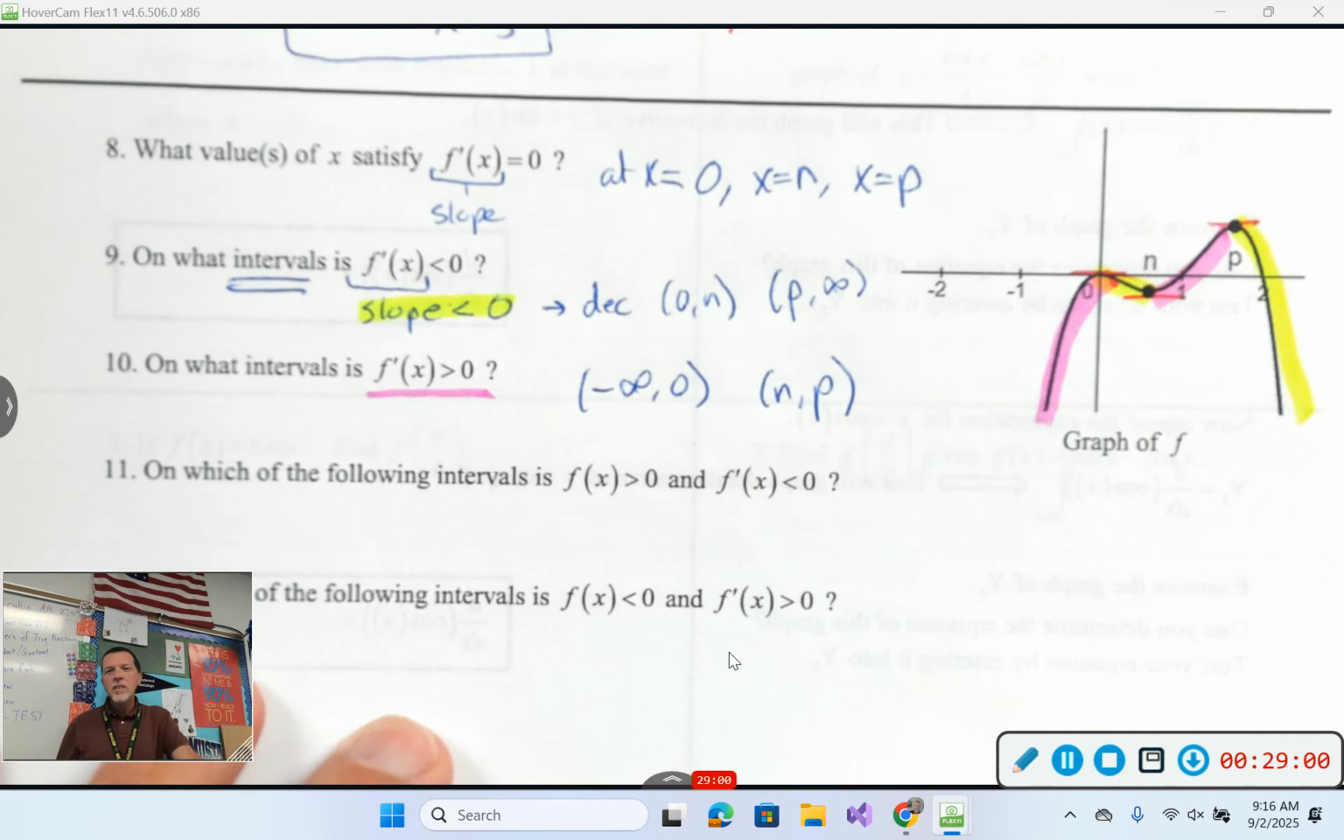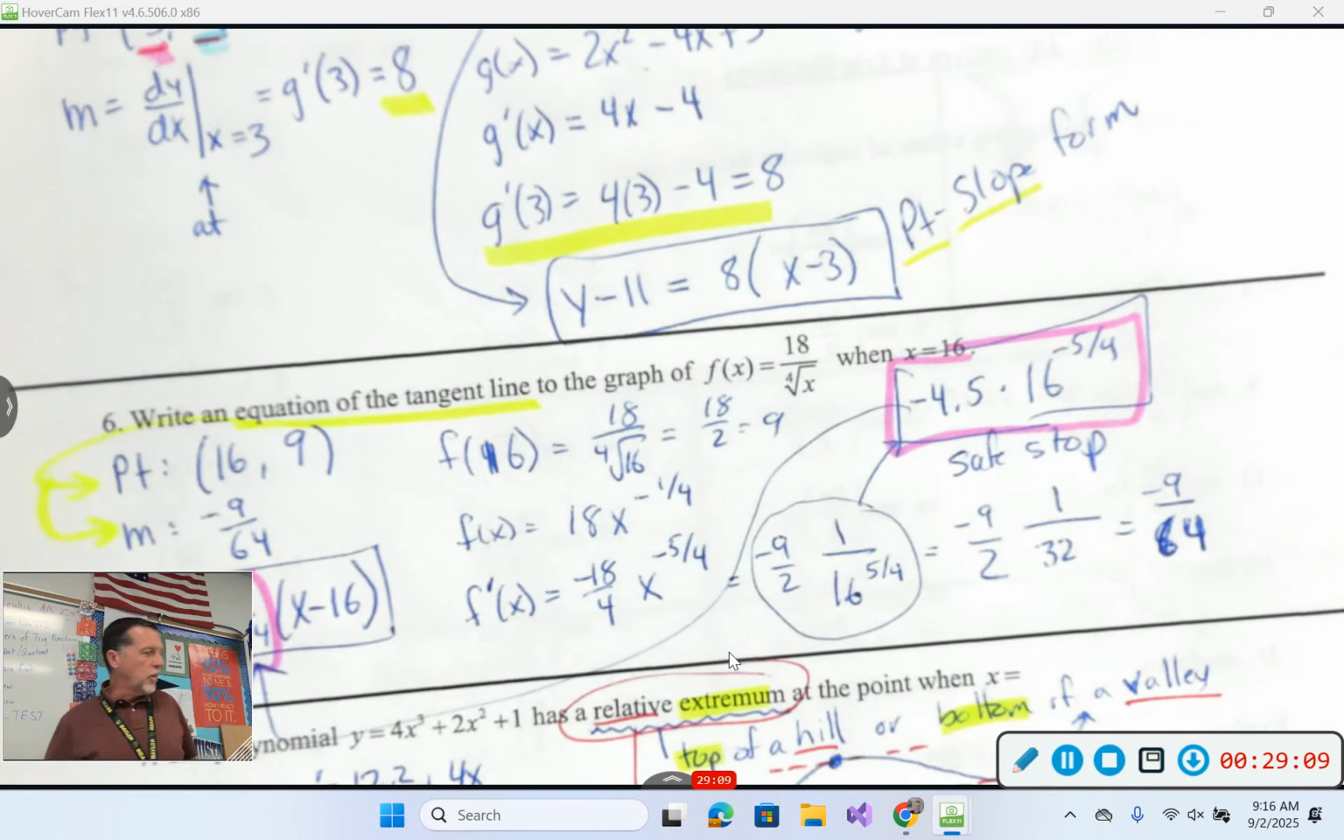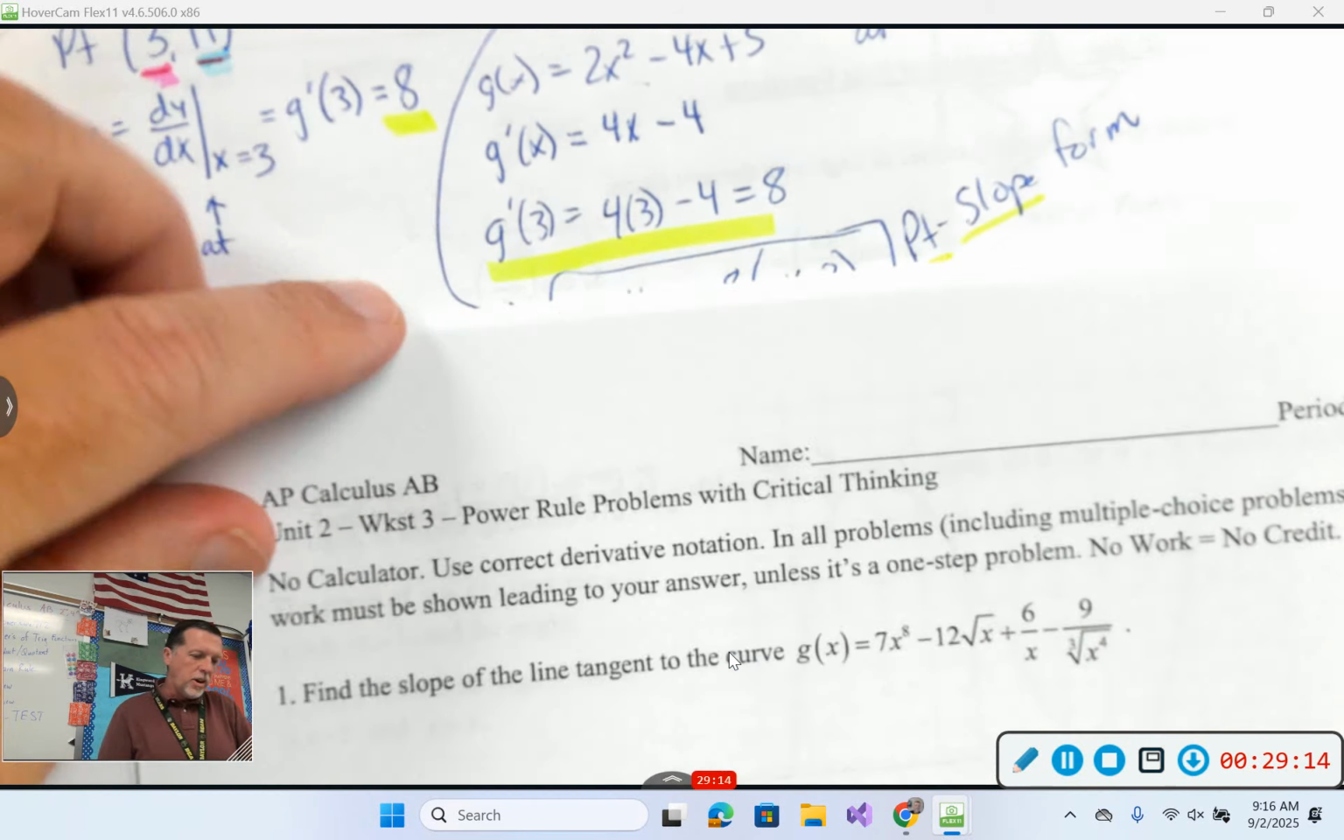So nothing new today, just using these words in different ways. Slope is derivative, derivative is slope. So today's assignment is worksheet number 3.